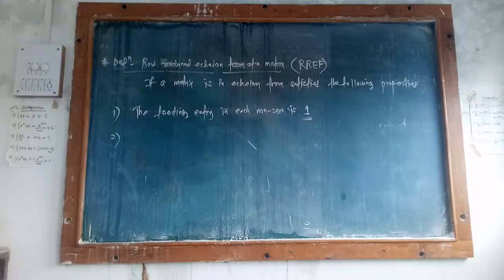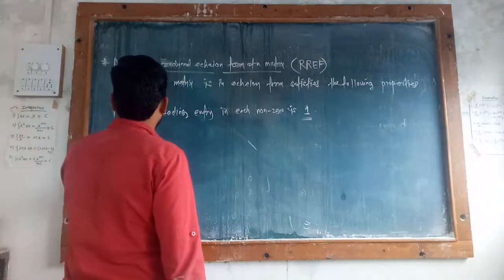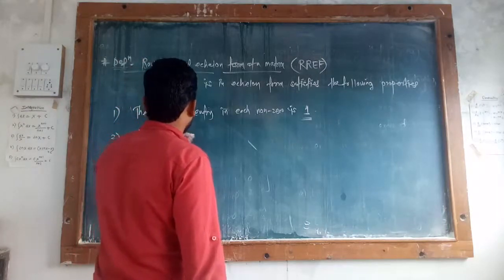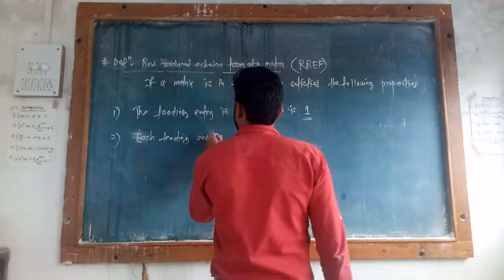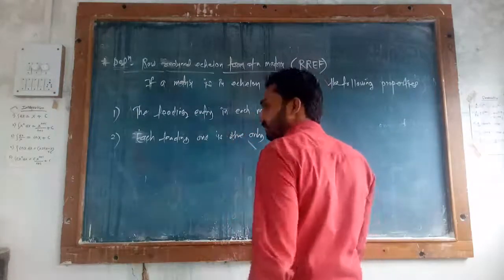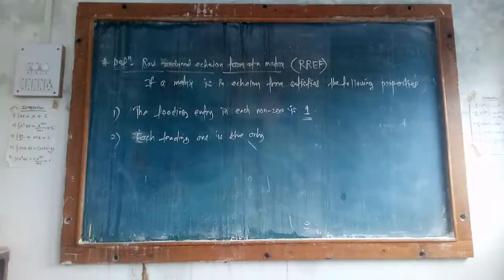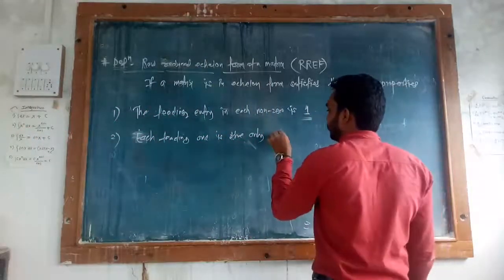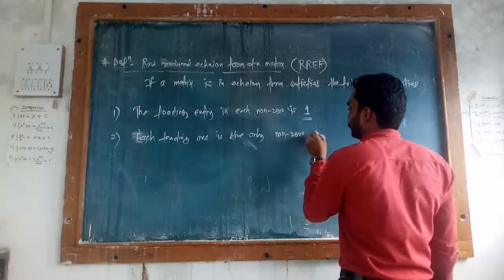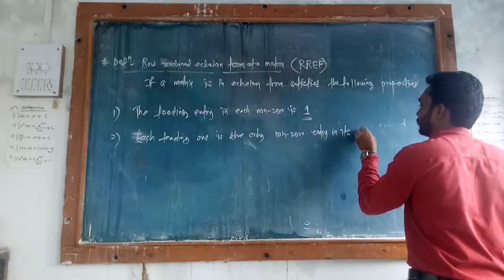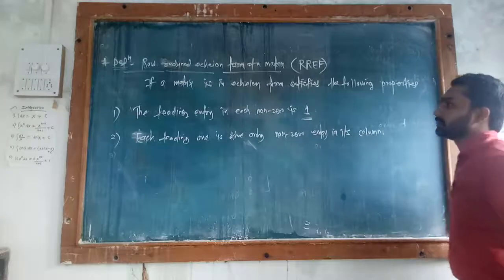And your second property is that each leading one is the only non-zero entry in its column. Each leading one is the only non-zero entry in its column.